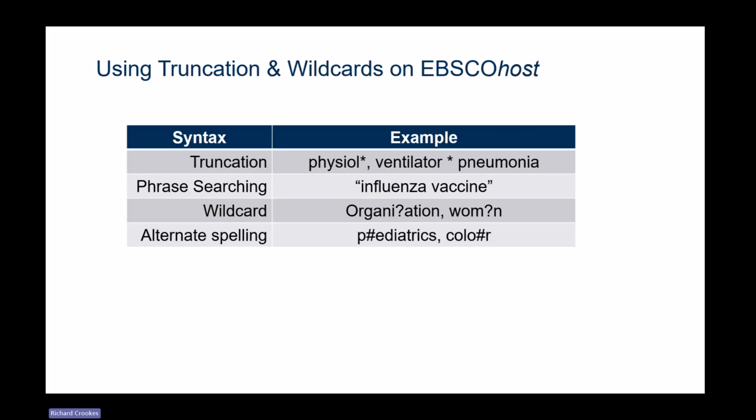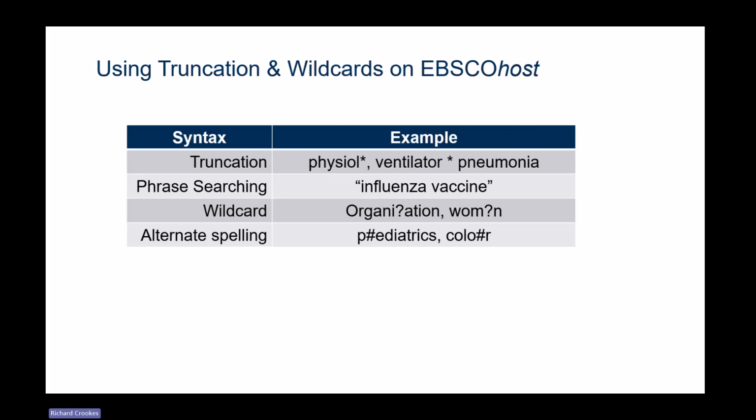Okay. Alternate spelling is particularly relevant for Medline, not so much for CINAHL, but you can use the hash wildcard. So for pediatrics with the UK/US spelling, you can insert the hash wildcard after the P before the E, and that'll find both variations. Likewise with color, if you insert the hash wildcard after the O before the R, you'd find colour as well as color.